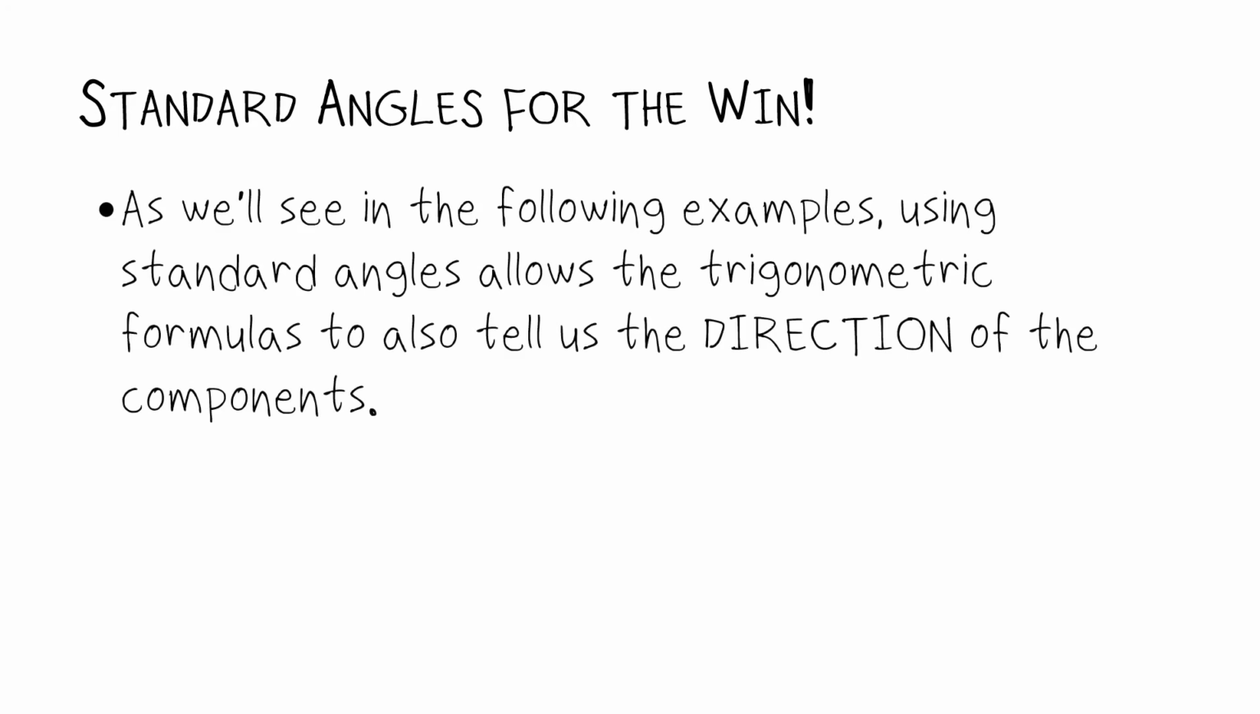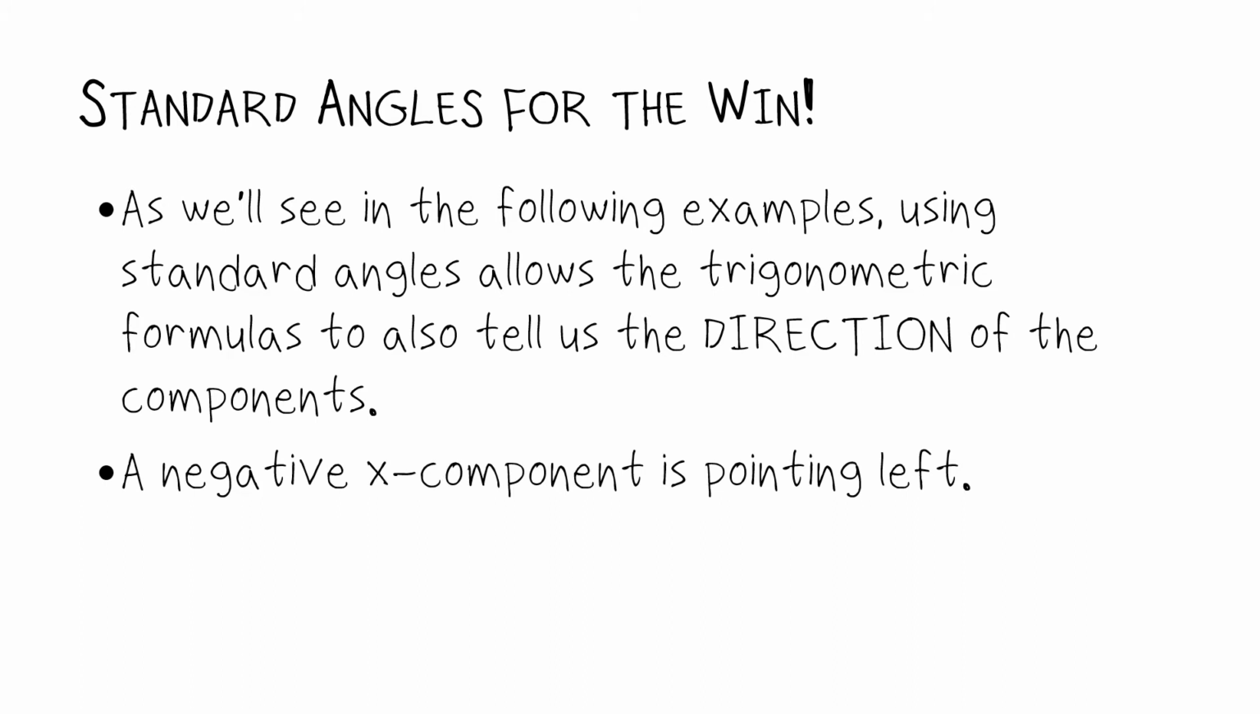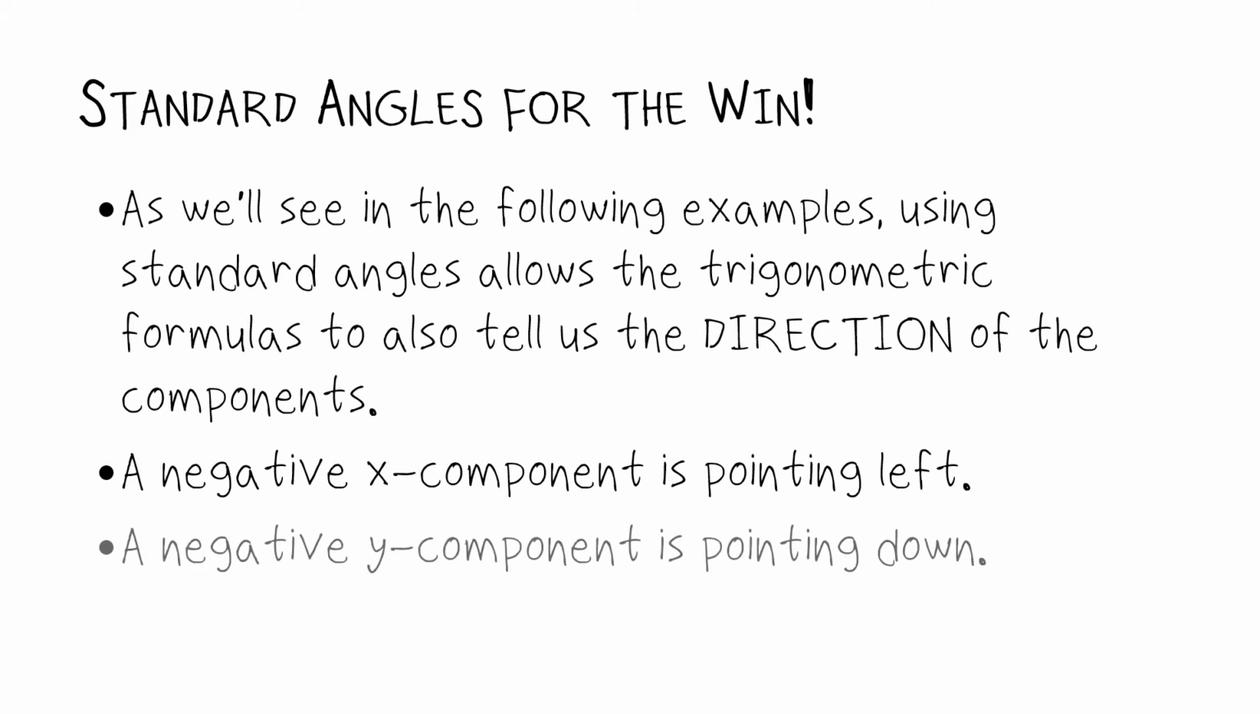And as I pointed out a couple times, standard angles are super important for this step in our lesson. They're going to unlock the proper orientation of the x and y components when we combine standard angles with the trigonometric formulas of sine and cosine. So it's really cool how it does some of the work for us. When we set things up correctly, if the x component ends up being negative, that means that it's pointing to the left. If the y component ends up being negative, that means it's pointing down. And again, we'll show you some examples coming up right now.